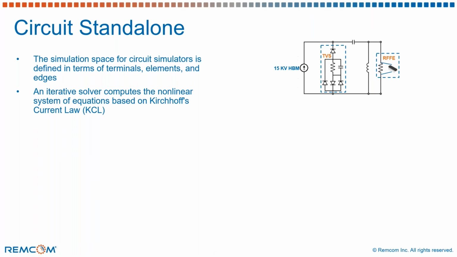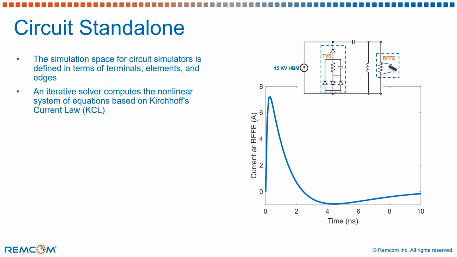On the contrary, the circuit solver uses different nodes, elements, and edges to discretize or to model different components in the circuit. In this case, we have a TVS diode, which is placed before the matching network and the RF front-end combo to shunt most of the current to the ground. And Kirchhoff's current law is utilized in such solvers to model the connectivity between the different components. And a nonlinear system of equations is generated by an iterative solver, which solves for the voltage, currents, and different results across these components.